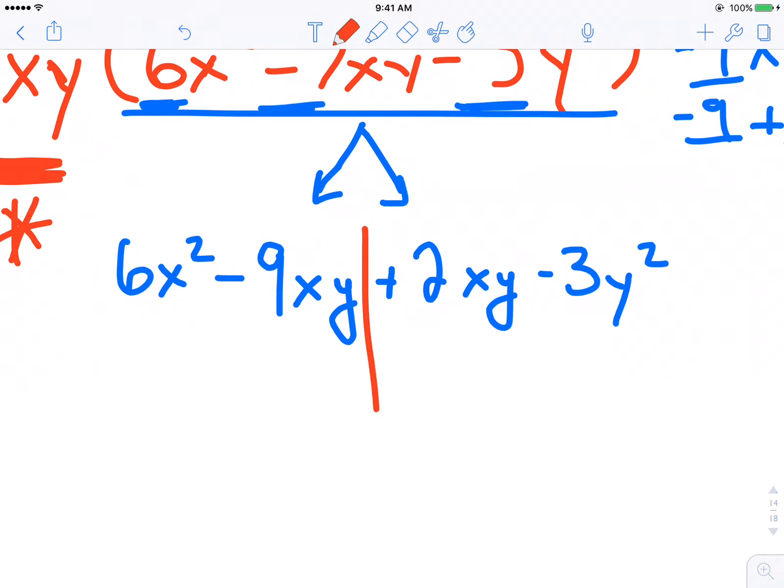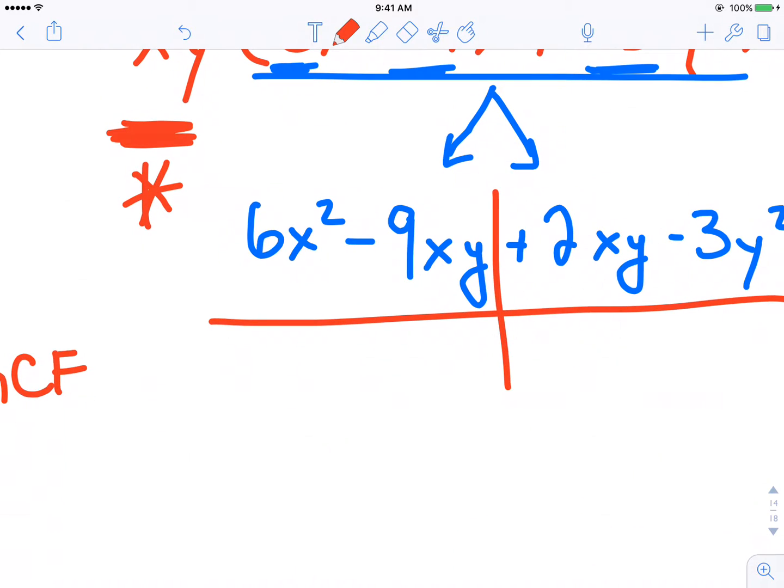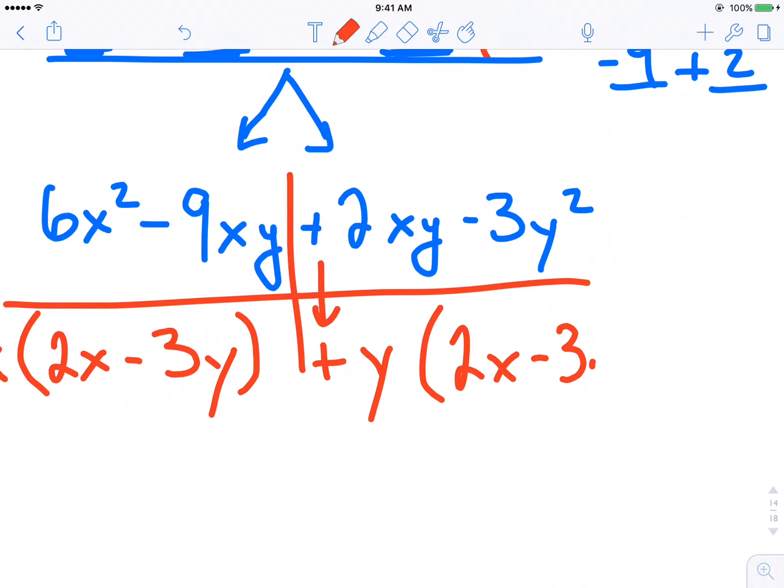Now I factor by grouping, make a group out of the first two terms, find the greatest common factor. Greatest common factor of 6x squared minus 9xy is going to be something with an x in it, as well as 3. So 3x. This is going to give me 2x minus 3y. Okay, I'll look over here. 2xy minus 3y squared. No coefficient that does. This is positive, so I'm going to factor out a y because y is in both of them. Give me 2x minus 3y.